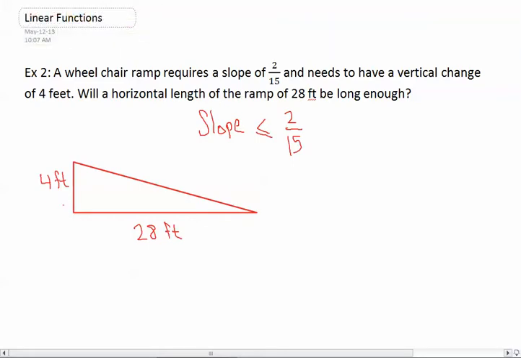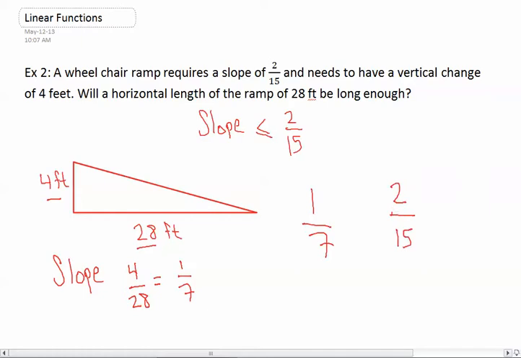What's the slope given our two measurements? What's the slope equal to? So 4/28. And what does 4/28 simplify to? Close. 1/7, right? Because they're both divisible by 4. So you get 1/7. Now we need to do a comparison. Is it true that 1/7 is less than or equal to 2/15, or is it greater than 2/15? Which is bigger, 1/7 or 2/15? How could you figure that out?